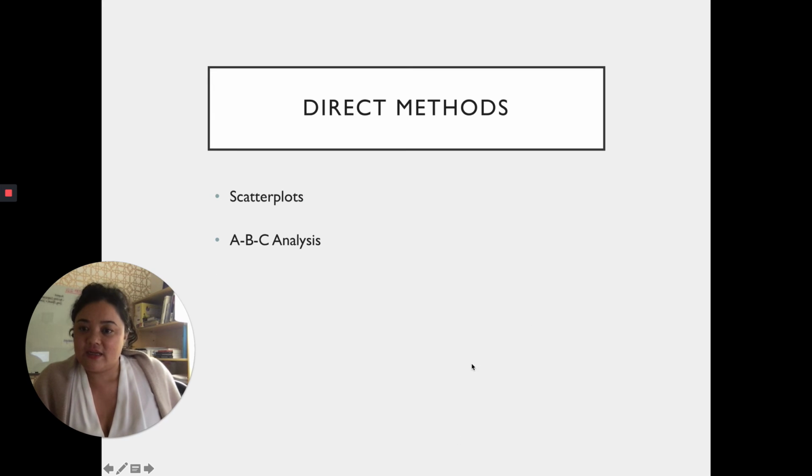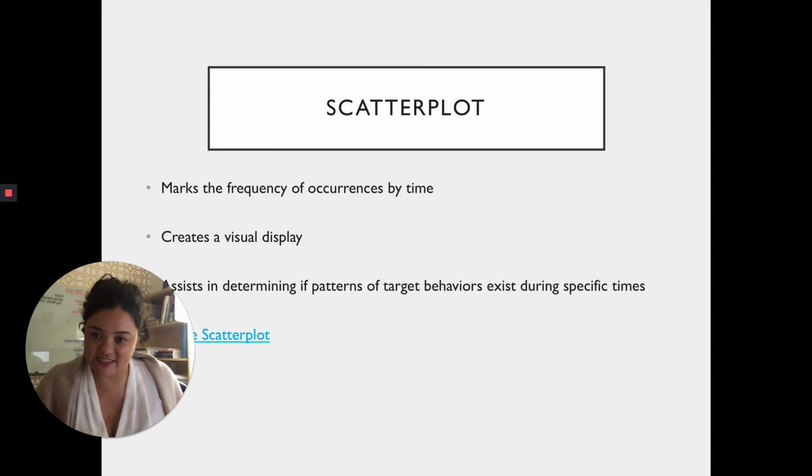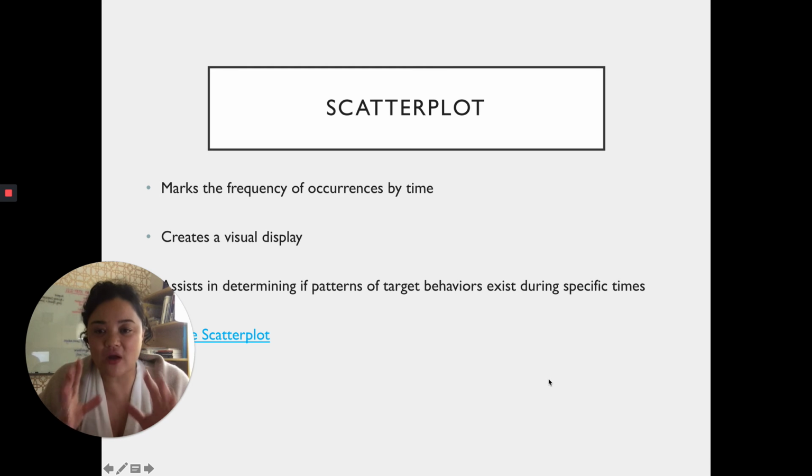All right. Now let's talk about direct methods for data collection. I'm going to talk about two main types of direct methods. First are what we call scatter plots, and then what we call ABC analysis. All right. So a scatter plot is simply trying to identify times during the day that a student is likely to engage in the behavior. Okay, because one of the first things that we need to know is when the child engages in it so that we can directly observe it, right?